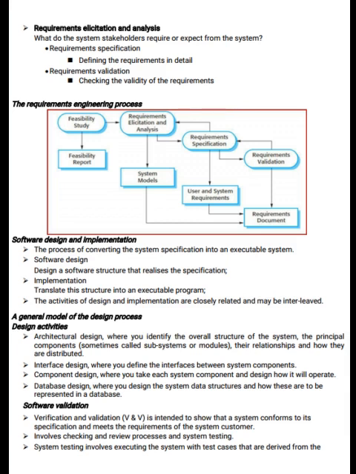The activities of design and implementation are closely related and may be interleaved. A general model of the design process. Design activities. Architectural design, where you identify the overall structure of the system, the principal components, sometimes called subsystems or modules, their relationships and how they are distributed.